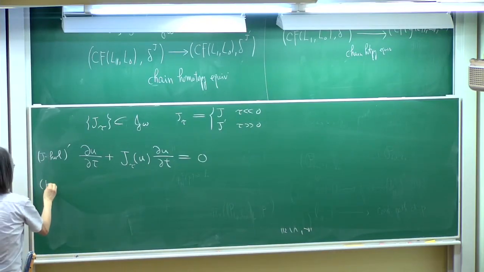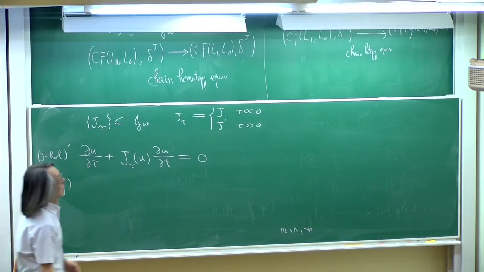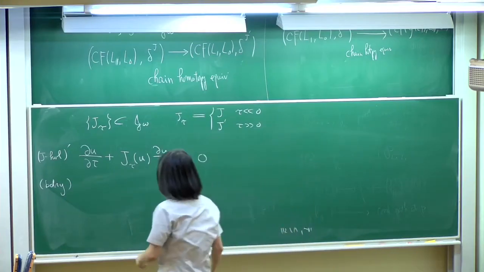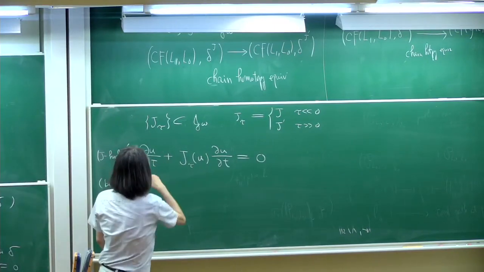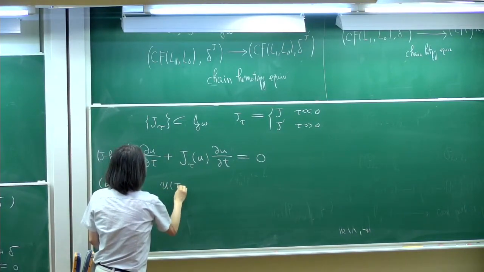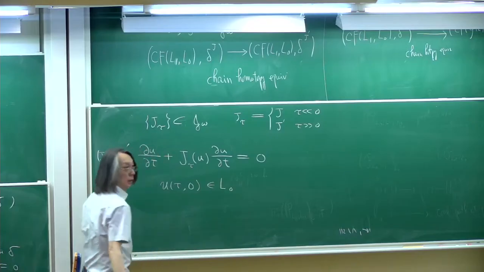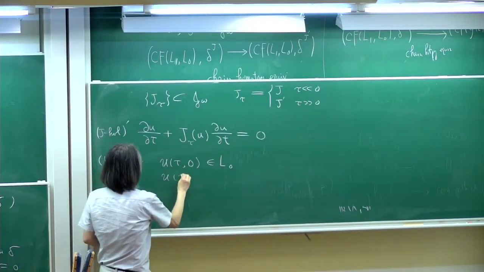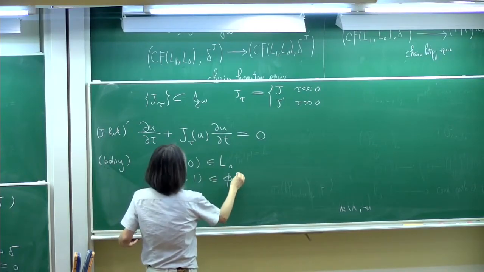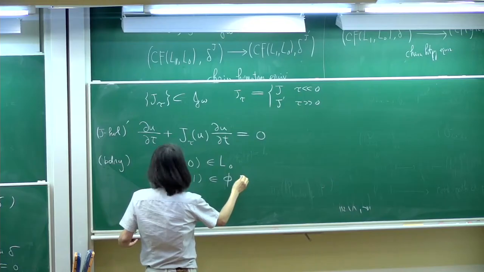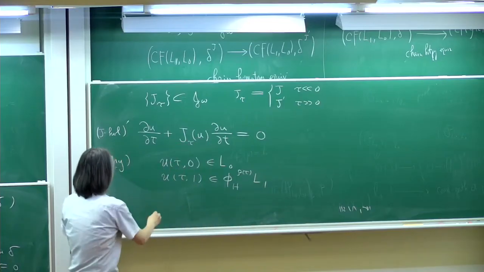And then the boundary condition. In this case I don't move, so I don't need to change. But in this case I have to move them. Maybe I can put it in two different ways, but one way is the following. u of tau and 0 lies in this L0, but u of tau and 1 lies in this phi of h of rho of tau applied to L1. Maybe I have to fix one function before, where rho of tau is a function like this.